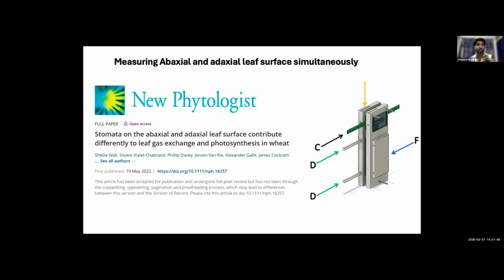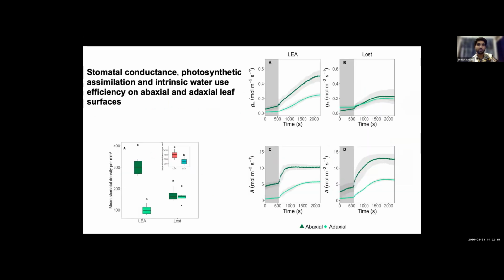For this, we cannot use the LI-COR 6800, because it gives us the gas exchange from the leaf as a whole. Here we wanted to determine the gas exchange from each surface independently. So this is a gas exchange system that a lab has already developed, where you can measure gas exchange from the two surfaces simultaneously but independently.